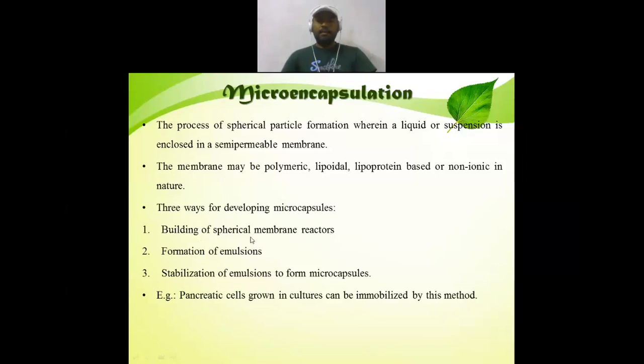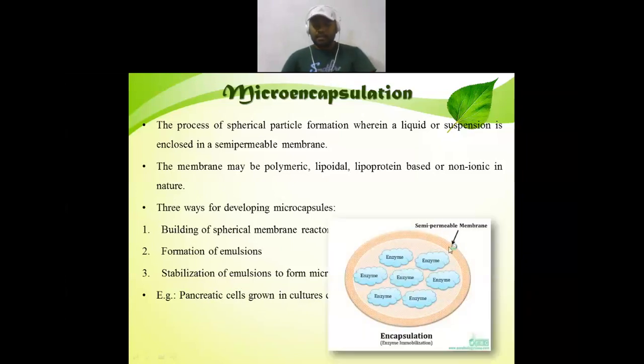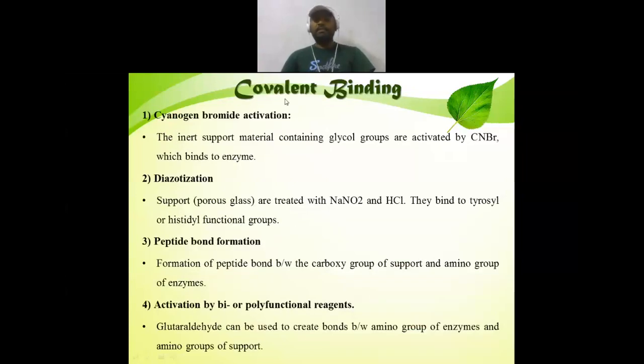Now there are three ways of developing microcapsules. The first one is building spherical membrane reactors. Second, formation of the emulsion, and the third is stabilization of the emulsion to form the microcapsules. Now you can see an example. Pancreatic cells grown in culture can be immobilized by this method. Suppose you want to produce the enzyme of the pancreatic cells grown in the culture, so you can immobilize these cells with the help of the microencapsulation technique. So this is how the semi-permeable membrane is there. This is the polymeric or lipoidal or lipoprotein membrane, and the enzymes are entrapped in the spherical particle.